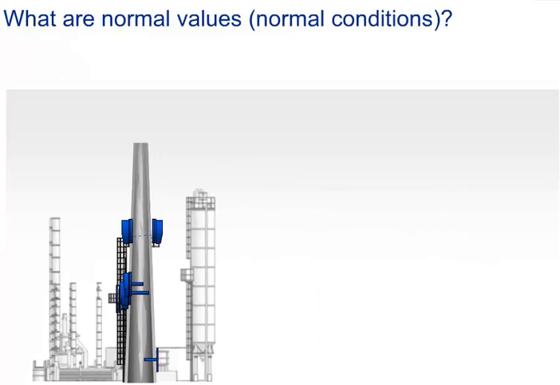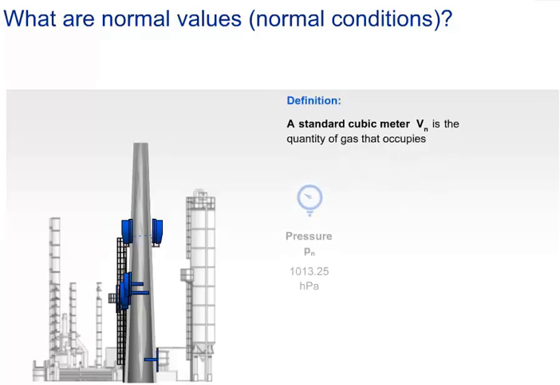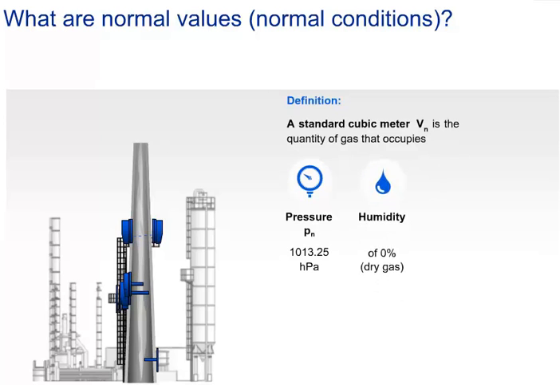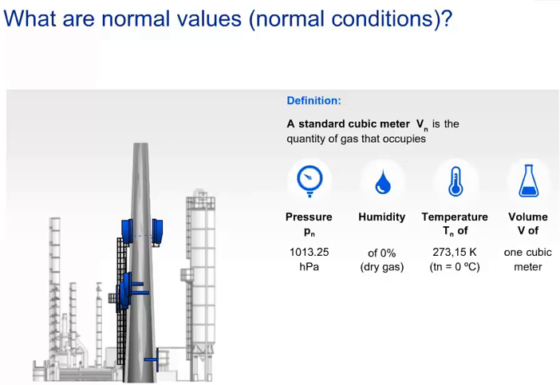What are norm values or norm conditions? 1 standard cubic meter Vn is the quantity of gas that, under a pressure Pn of 1013.25 hectopascal, at a humidity of 0% (dry gas), and at a temperature Tn of 273 Kelvin, equal to Tn = 0 degrees C, occupies a volume V of 1 cubic meter.